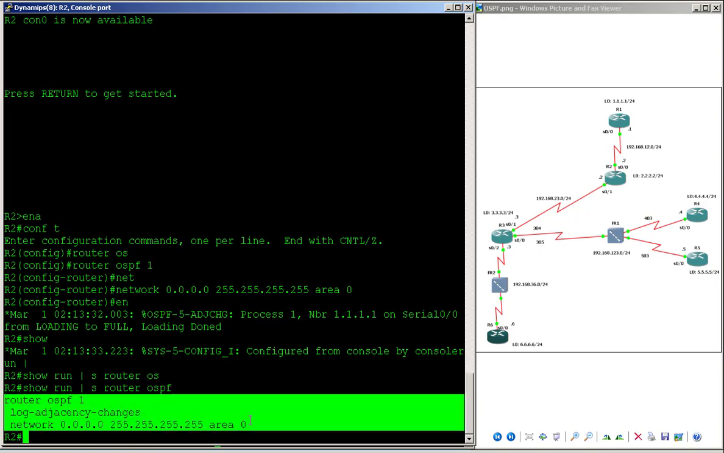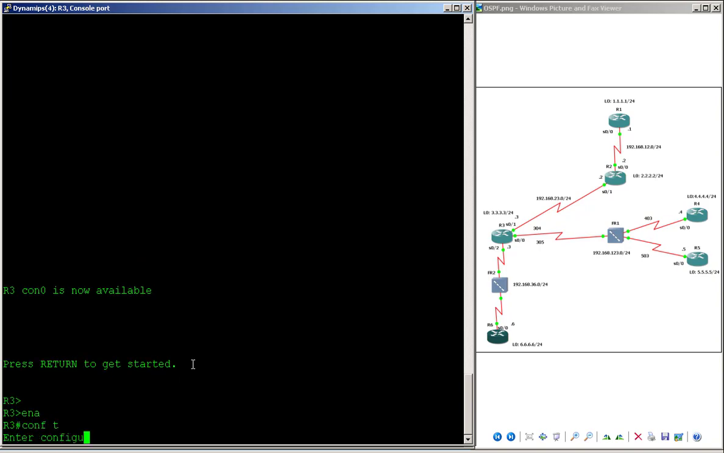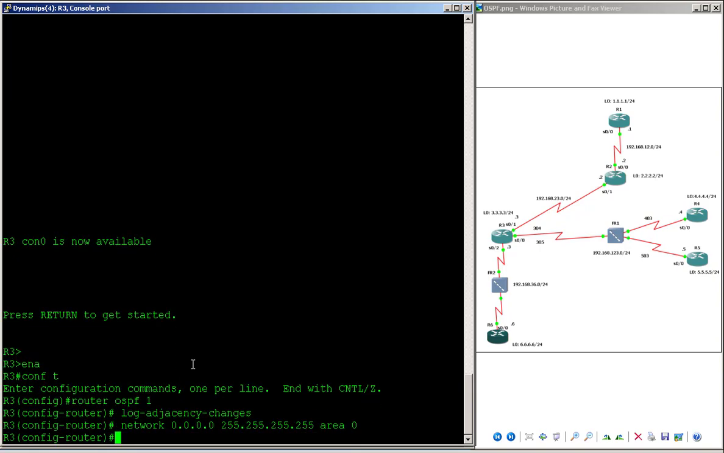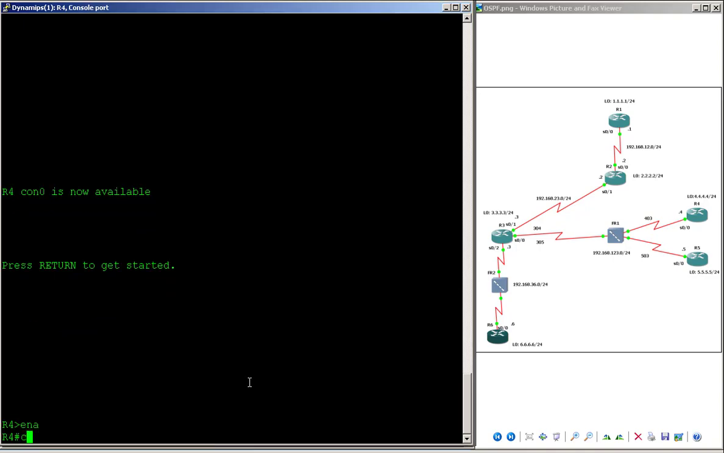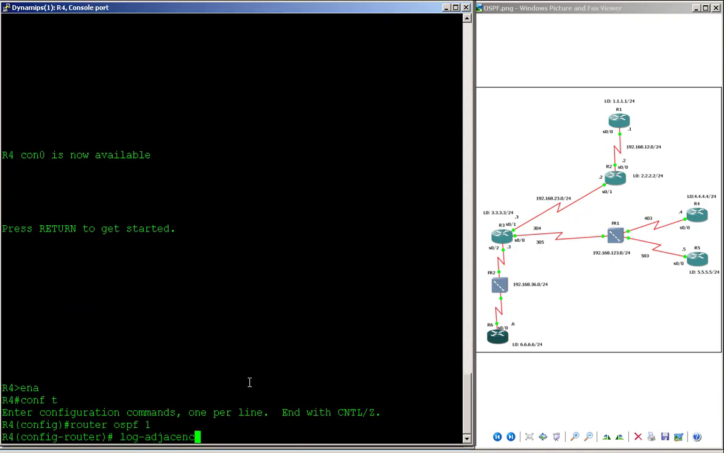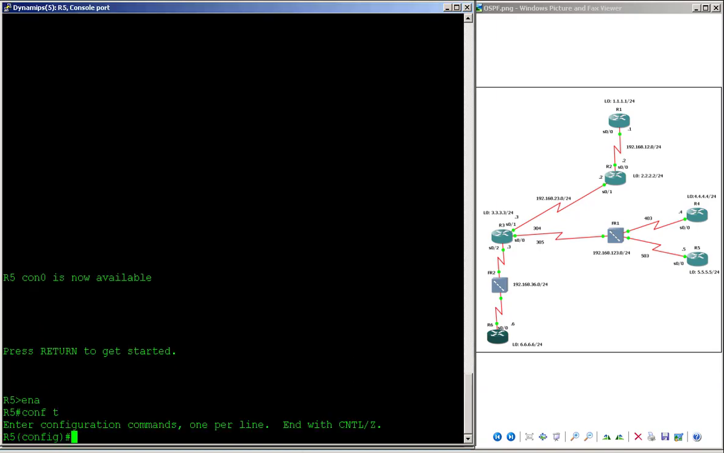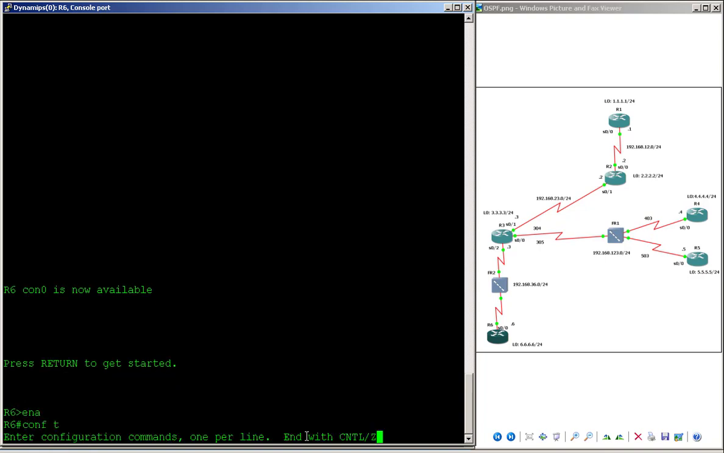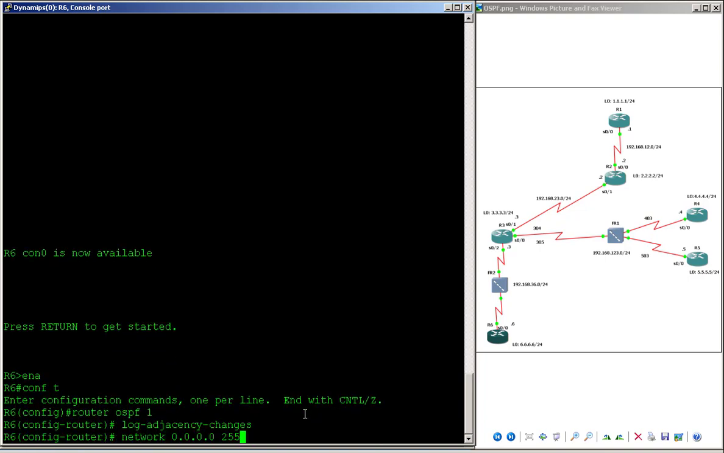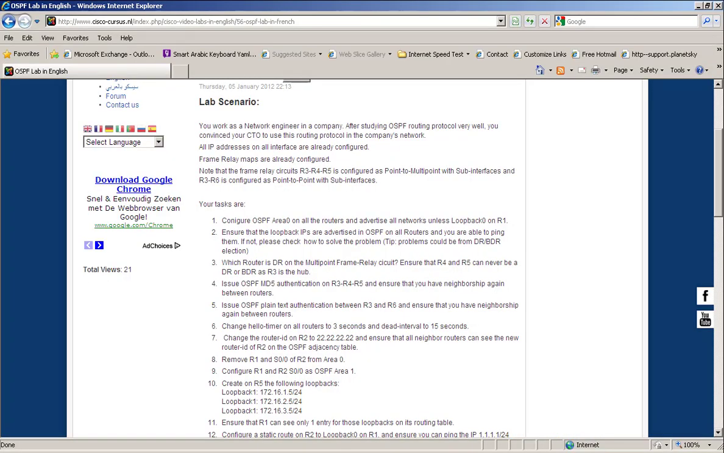Of course, we have to... It's okay, we can leave the log adjacency. Router 3, you can see adjacency is coming up. Router 4, router 5, and router 6. Okay, that's good. So let's check the next step.